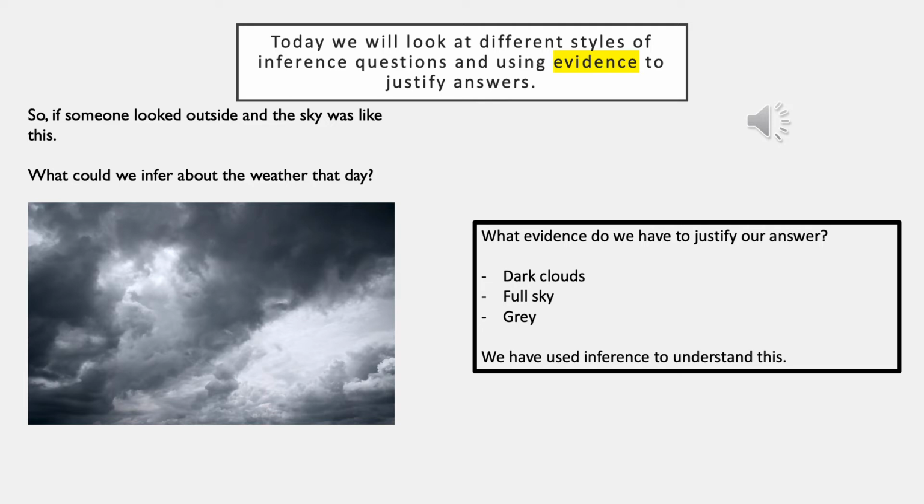So I'm going to have a little look at this picture here. And if someone looked outside and the sky was like this, what could we infer about the weather that day? So having a look at that picture, just note down what you notice. This is where your see comes in, and what that makes you think. So I think, from looking at this, I think it would be a stormy or a rainy day. And the evidence that I have to justify our answer there is that if I look at that sky, it's a full sky, it's dark clouds, and it's of grey colour.